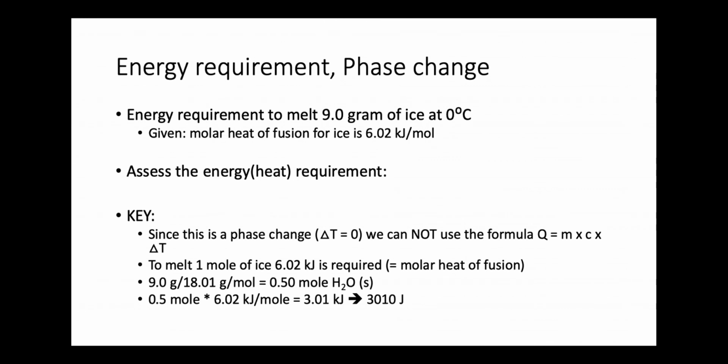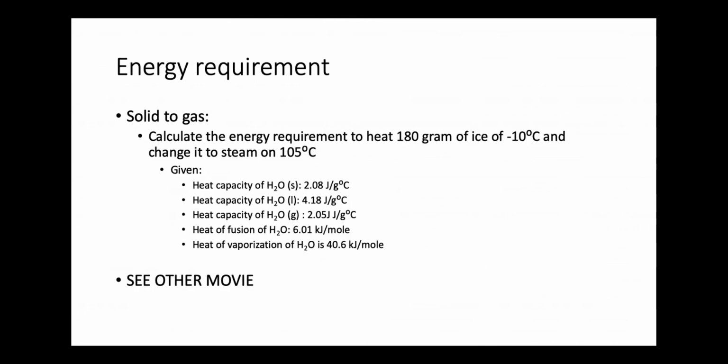Next, I'm going to give an assessment: determine the energy requirement to heat 180 grams of ice at a temperature of -10 to change to steam of 105 Celsius. Here's the information we need: the heat capacity of ice, of water vapor, the heat of fusion for ice to water, and the heat of vaporization for water to steam. How are we going to do that? Look for the other movie, and I'll give an explanation or demonstration of how we can apply all this information.